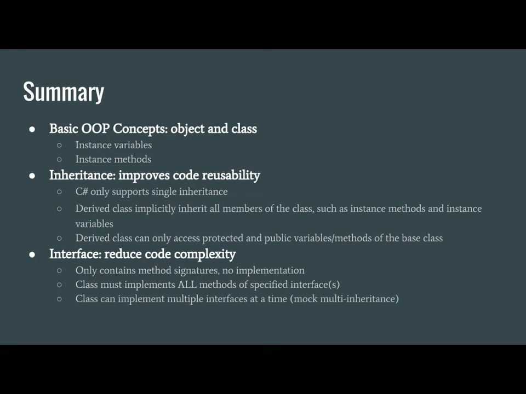Interface, which is a little bit more advanced topic, is there to help reduce the complexity of code and reduce the dependency between classes, and it's there for you to mimic multiple inheritance. So if you want a class to do multiple things at a time, you had better use interfaces instead of inheritance.